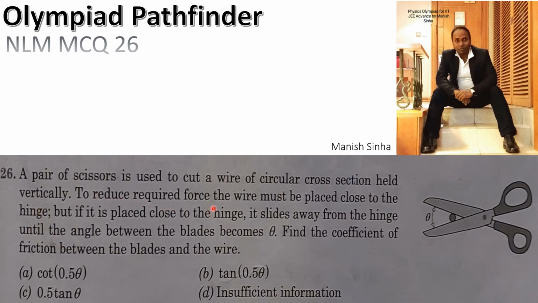To reduce the required force, the wire must be placed close to the hinge. But if it is placed close to the hinge, it slides away from the hinge until the angle between the blades becomes theta. Find the coefficient of friction between the blades and the wire. Okay, so let us discuss this question and try to solve it.